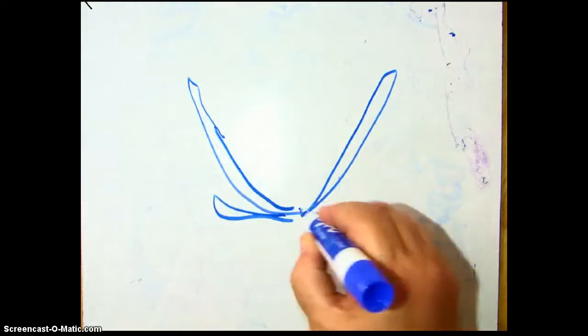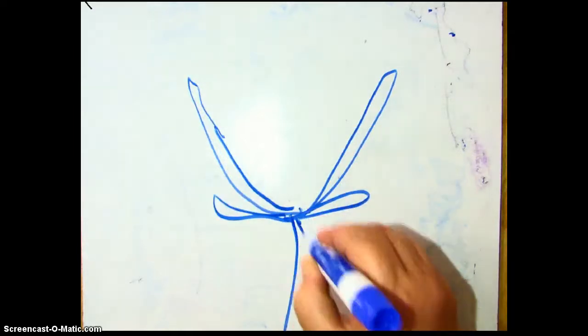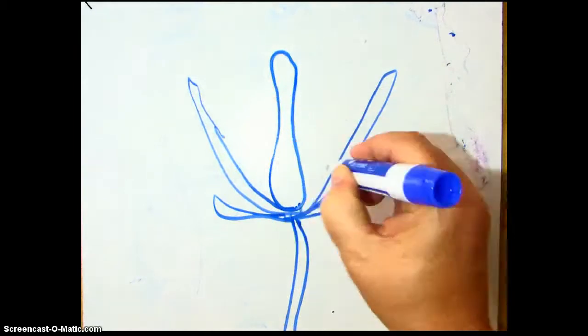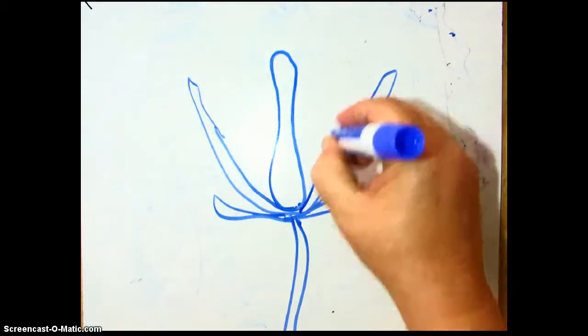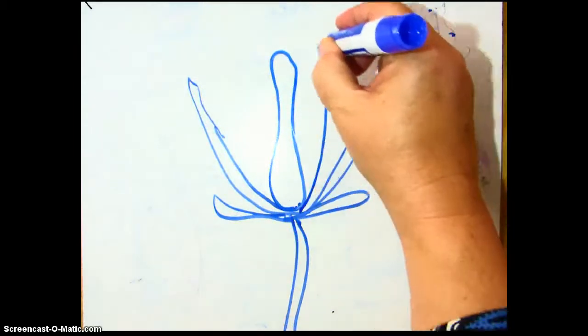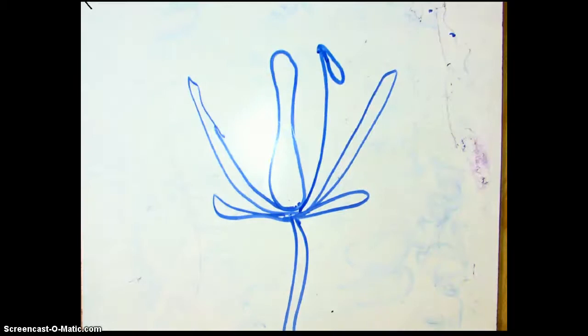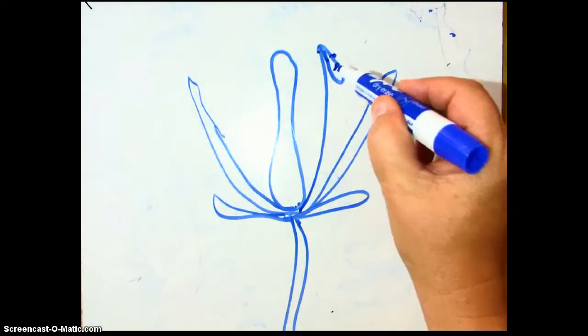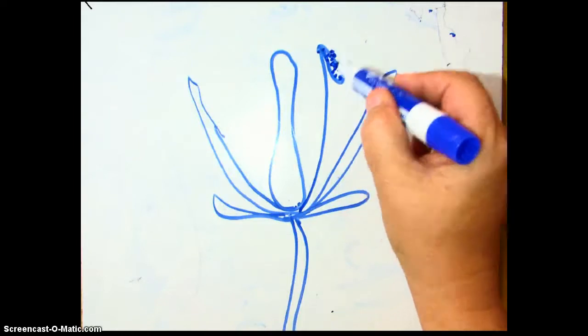Okay, so here's the flower, and the female part of the flower is in the middle, and the male part of the flower, there's usually a couple of them, is usually off to the side. And when you look down at a plant, you'll see the male part of the plant has this kind of dust on it, and that's pollen.